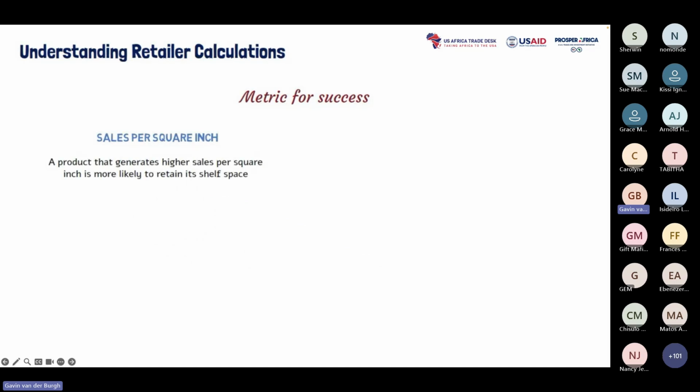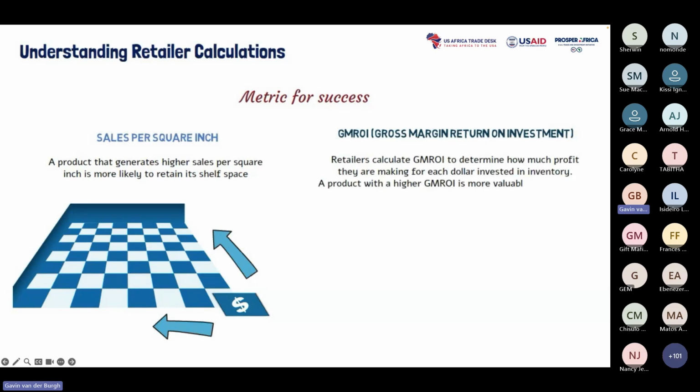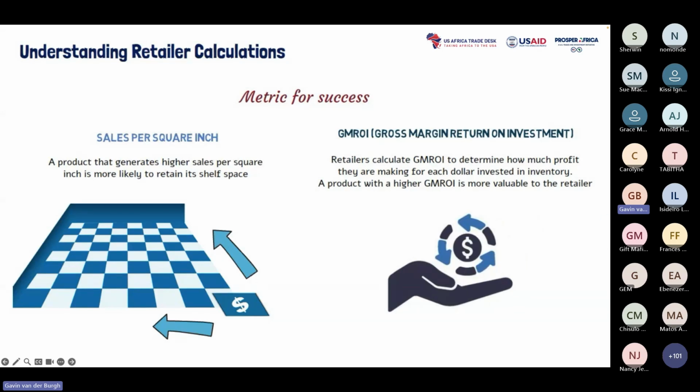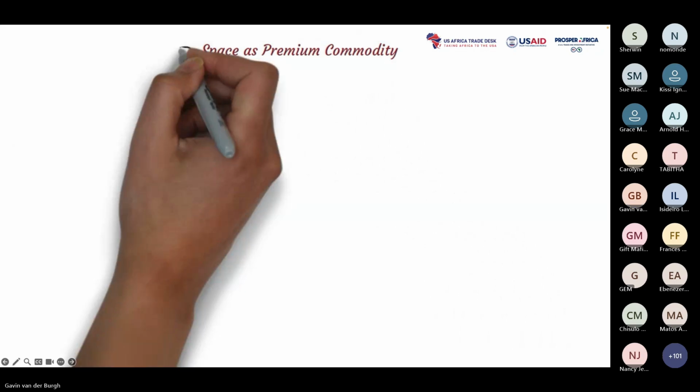So, understanding the retailer's calculations. Retailers are extremely analytical, and they actually have a look at what their return is going to be per square inch. That becomes critical in terms of how you design your packaging and how easy you make it for them to slot your product into a planogram. And that's depth, width, height, et cetera. That resonates into what they call gross margin return on investment, because they are investing their space in your product. Space is a premium commodity.